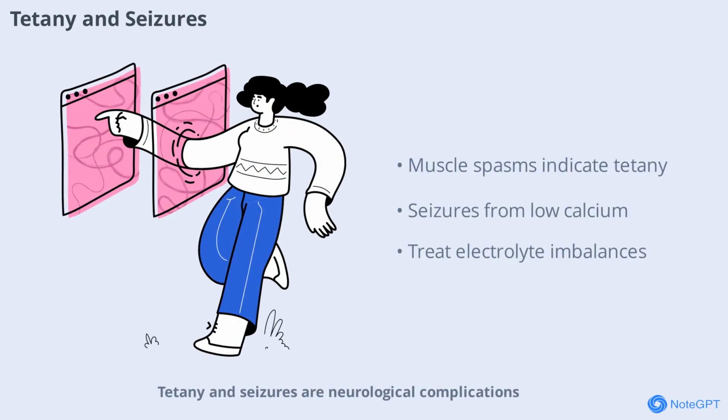Tetany and seizures are neurological complications that can occur in tumor lysis syndrome, often due to hypocalcemia. Tetany is characterized by involuntary muscle contractions and spasms, while seizures can result from severe electrolyte disturbances. Prompt recognition and treatment of these symptoms are essential to prevent further complications.